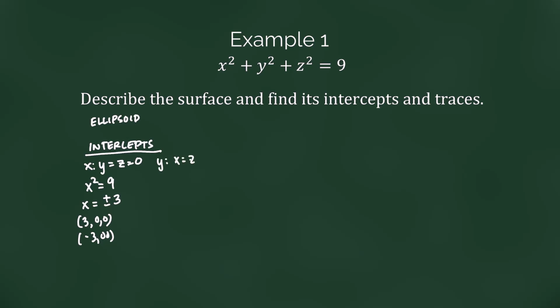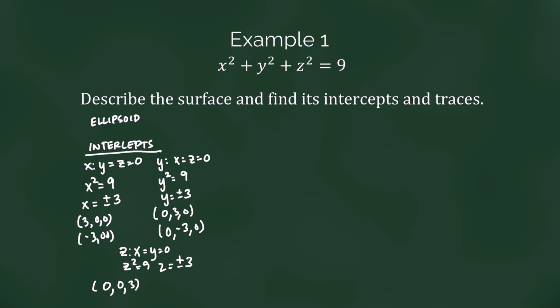For our y-intercepts, that means we're going to let x and z be 0. And that is going to give us that y squared is 9. So we have 0, 3, 0, and 0, negative 3, 0 as our y-intercepts. And then for z, hopefully you're seeing the pattern, x and y will be 0. So we get that z squared is 9, which means that z is plus or minus 3. And so we get 0, 0, 3, and 0, 0, negative 3 as our intercepts.